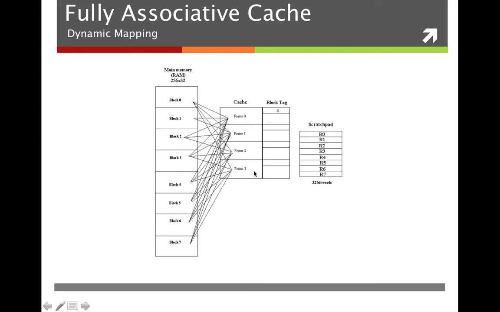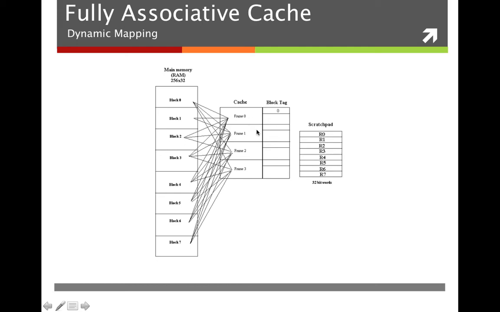reference, then we just take a look at that frame for a given word and see if in fact the block tag that we are looking to identify our block with, which would come down the address pipe, is found in that frame.